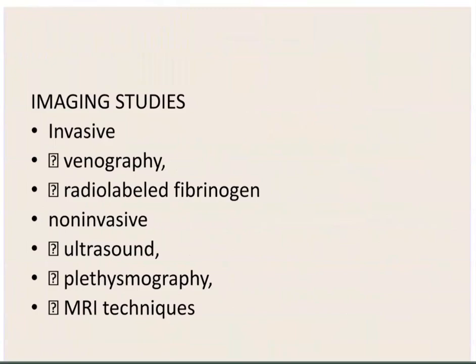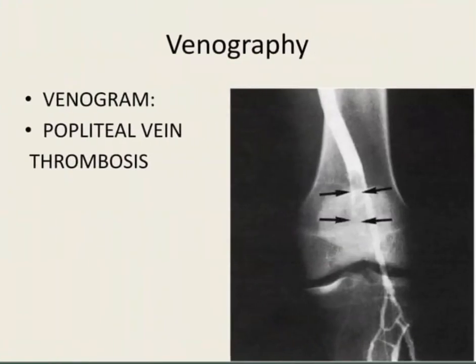A venograph, which is the gold standard investigation for deep vein thrombosis. It involves you getting a contrast dye and inserting it into the particular vein, in the iliofemoral junction there, and it will flow, and you have to capture on X-ray to see where the clot is, where there's occlusion of the blood there. Okay, the non-invasive ones, you can use ultrasound, you can use a plethysmography, you can do MRI techniques.